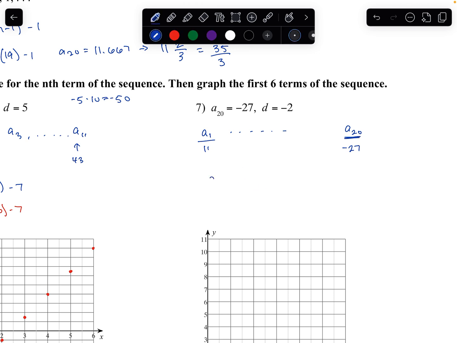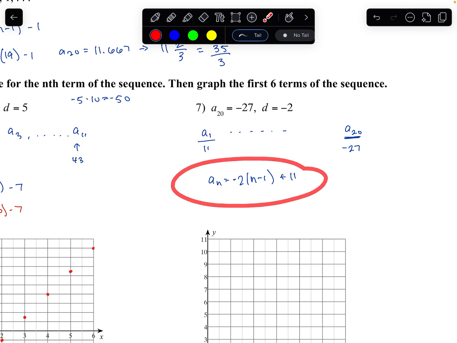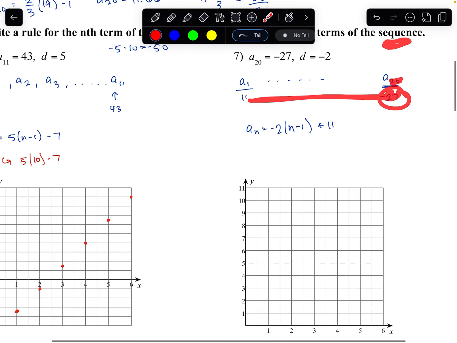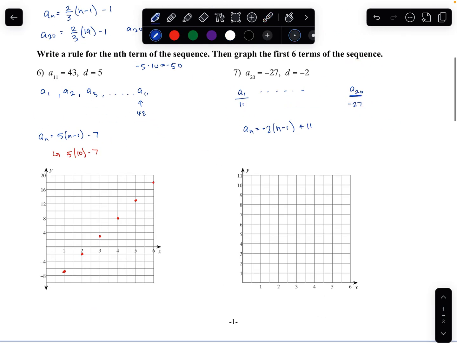So if I do a sub n is equal to negative 2 times n minus 1 plus 11. All right, let's try it this time. So if I do negative 2, and then if I plug in 20 right there, that's going to be times 19. And then plus 11, I get negative 27. Okay, there we go. Found my mistake. For some reason, I did 26 terms because I was looking at this, but it's the 20th term. Okay, all right, I found the right rule.